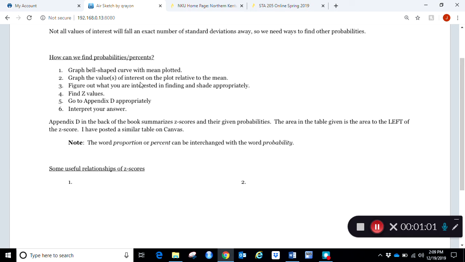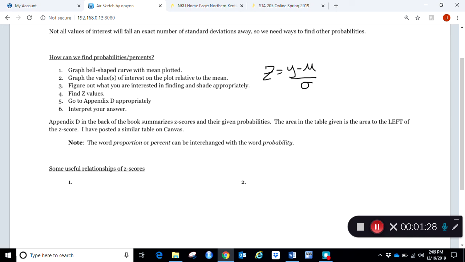Then once we have all of our picture drawn, we're going to calculate our z-value using our formula, where z is y minus mu over sigma. Then at that point, we're going to go to our table. For those that purchased the textbook, there is a table in the appendix, Appendix D. Or if you prefer, you could use one that I put online in our Canvas page.